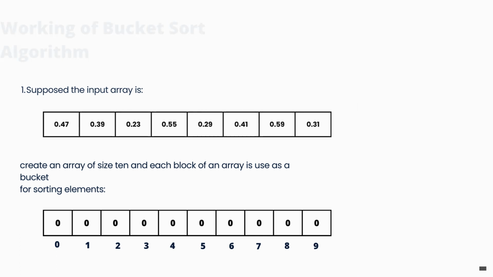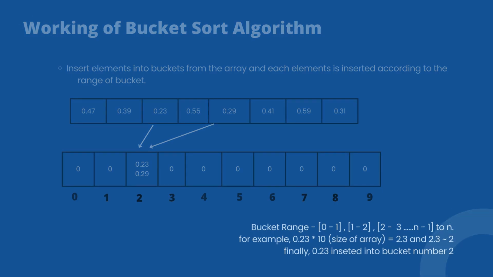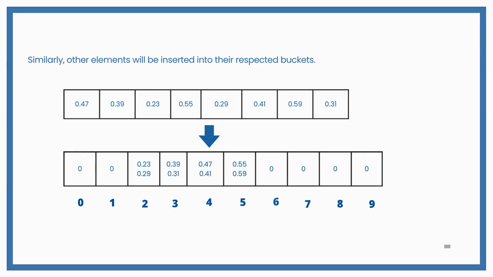Next, we have step 2. Insert the elements into buckets from the array, and all elements are inserted as per the range of the bucket. Buckets ranging from 0 to 1, 1 to 2, 2 to 3, up to n-1 to n. Here n is the number of elements in an array, and that gives us 2.3, approximately equal to 2. So finally, we will insert 0.23 into the bucket number 2. And exactly, we will insert other elements into other respective buckets.